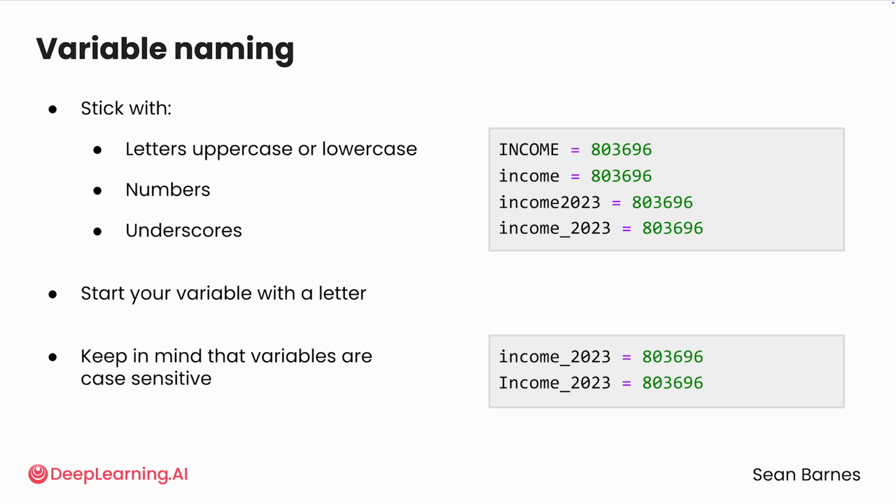Keep in mind that variables are case sensitive. The variable income_2023 is completely different from the capital Income_2023. To the computer, lowercase i and capital I are as different as A and Z.